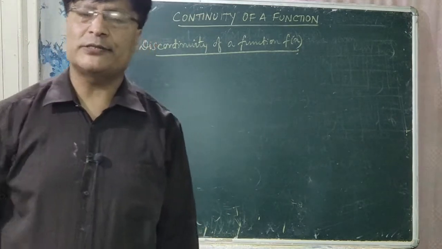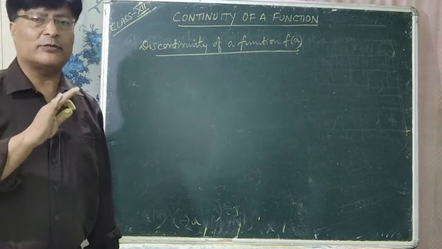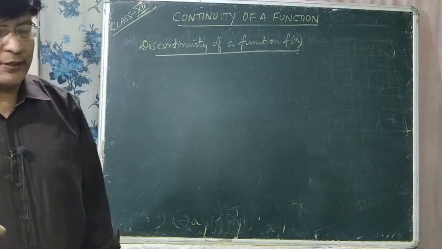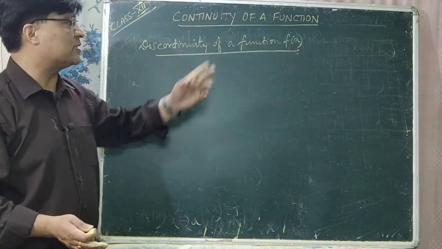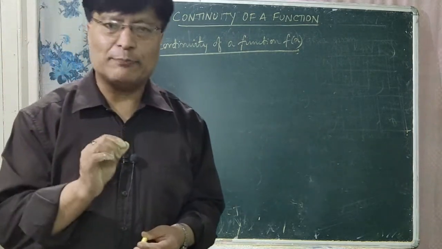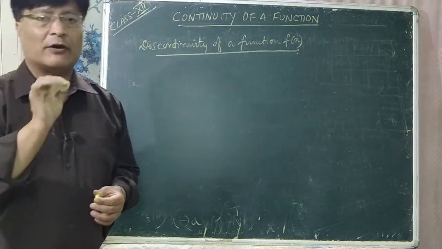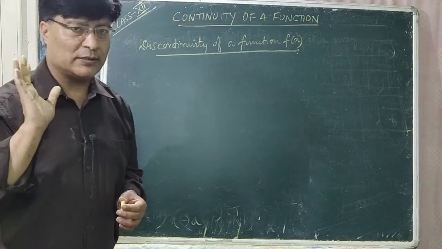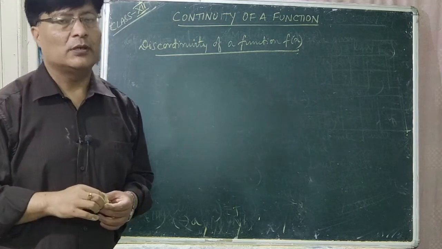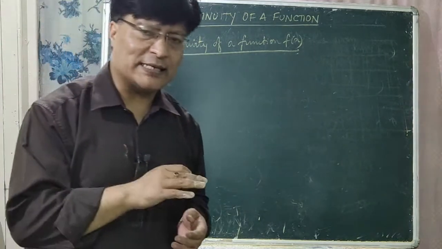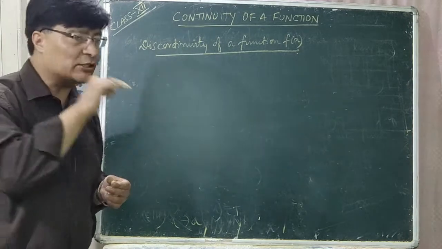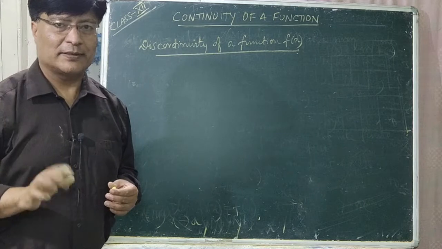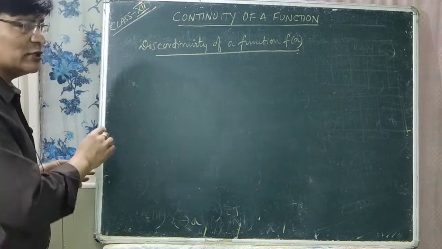So one point is, for discontinuity, the right hand limit should not be equal to the left hand limit. The function f of x is said to be discontinuous at a point x is equal to a if the right hand limit at that point is not equal to the left hand limit at that point. So this is one of the definitions. Sometimes you may get the right hand limit equal to the left hand limit, but that is not equal to the function f of x at the given point. Is that clear now? So let us write down the definition first.